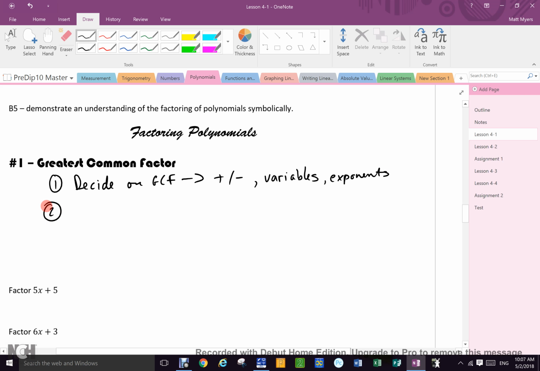Step 2 is what? I just wrote it down for you 2 seconds ago. Divide what? By the GCF. Divide all terms by the GCF. What are the pitfalls? What do you have to remember when you're doing division? Because it's not just numbers.